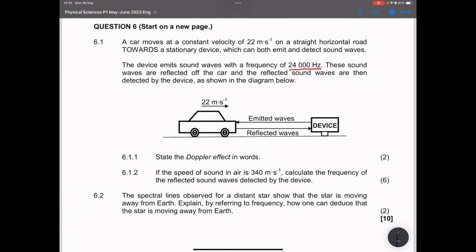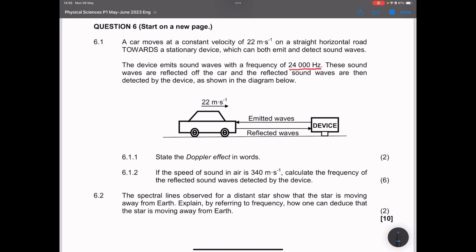They say state the Doppler effect in words. Remember that it is the apparent change in the frequency that is observed, relative to the motion of the source and the observer. They say if the speed of sound in air is 340 meters per second, calculate the frequency of the reflected sound waves detected by the device.